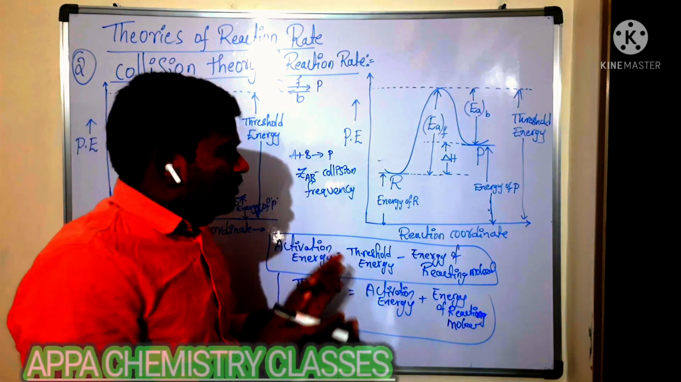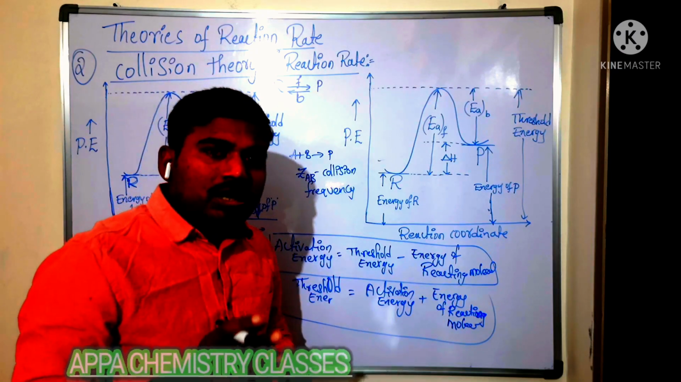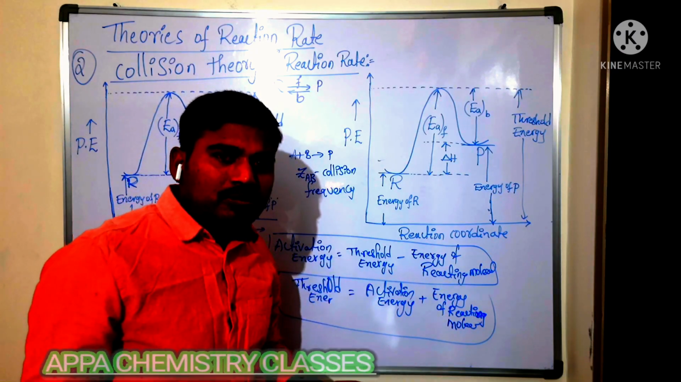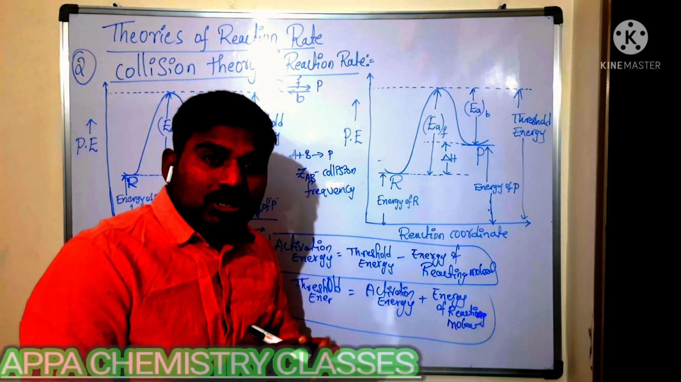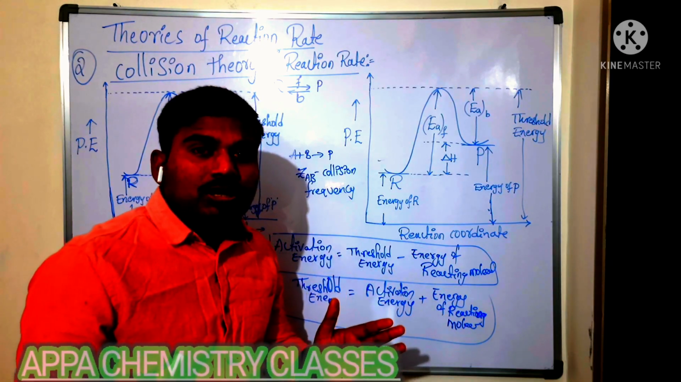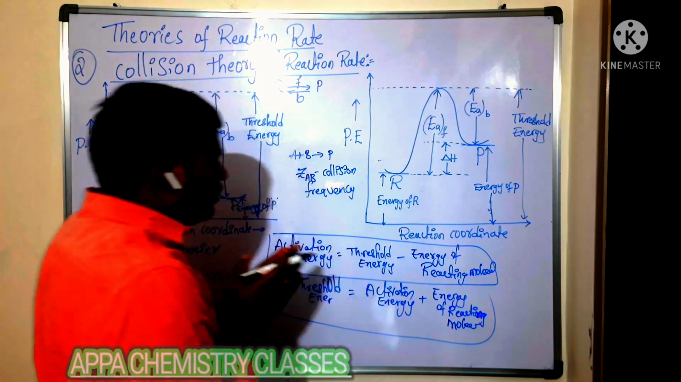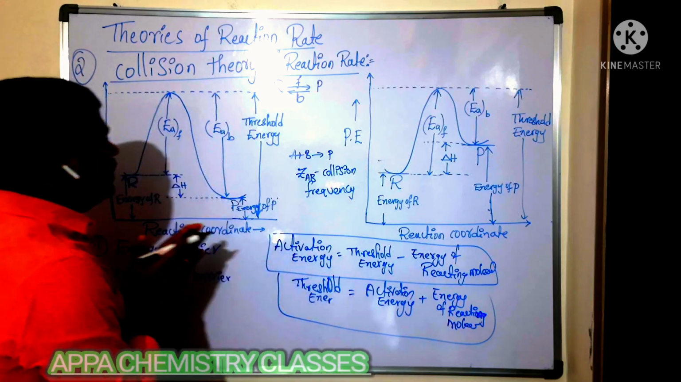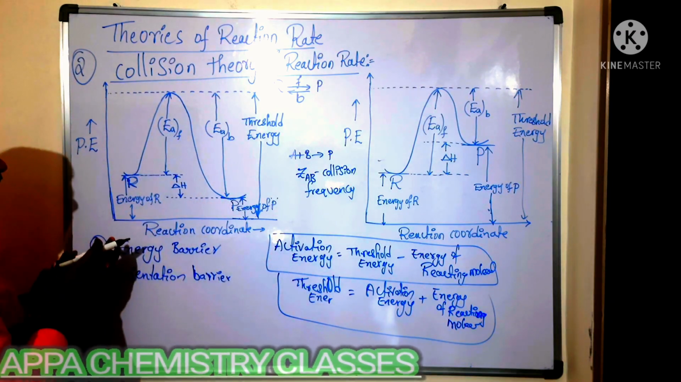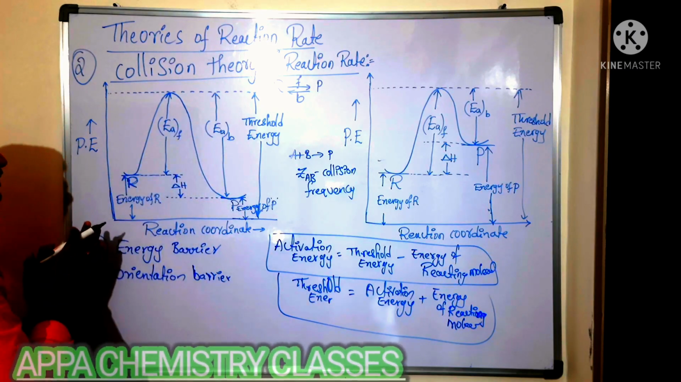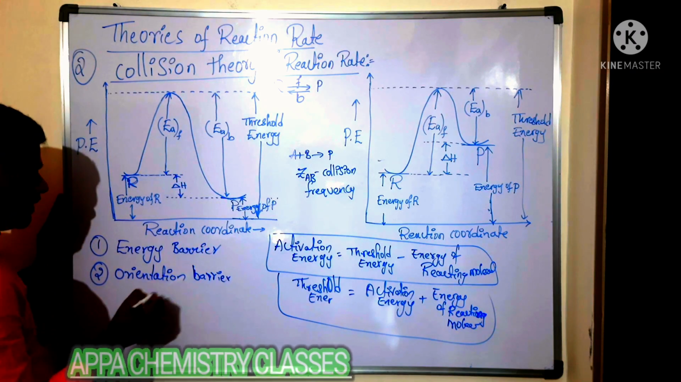Now what happens? Rate depends on the collision frequency. Now, all the collisions which are made, are all those collisions converted to product? No, only some collisions, and those collisions should also be in the proper direction only. Before going to that orientation barrier, first we saw the energy barrier. In this energy barrier graph, I had represented delta H. What is meant by delta H here?